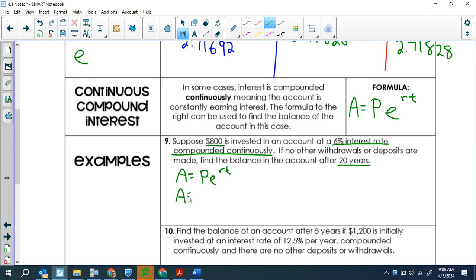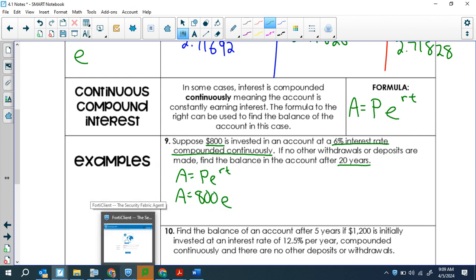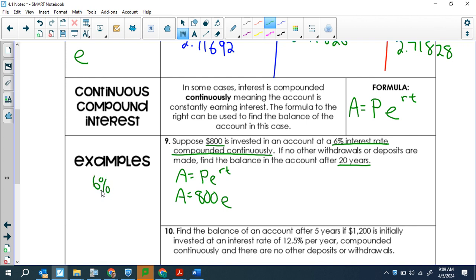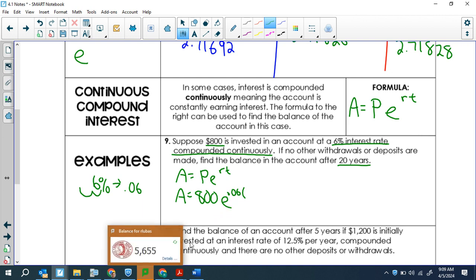A is going to be that final balance. P represents our principal, which is 800. E is the button on our calculator. Again, a 6% interest rate means we move that decimal 2 to the left, so that'd be 0.06 in our exponent. And the number T is always the number of years. So we're keeping it in for 20 years here.